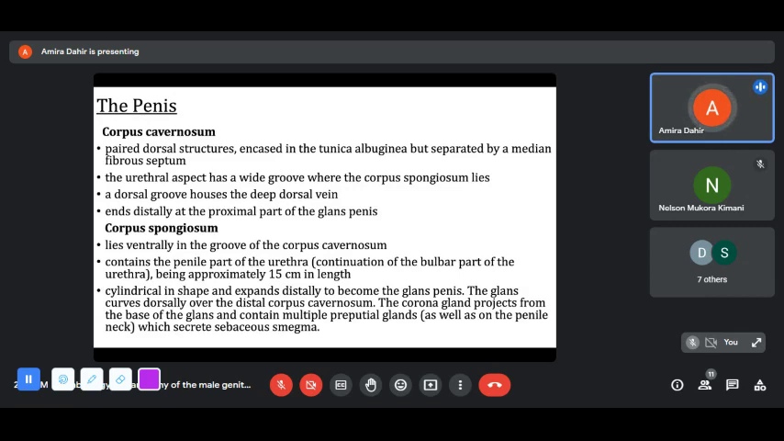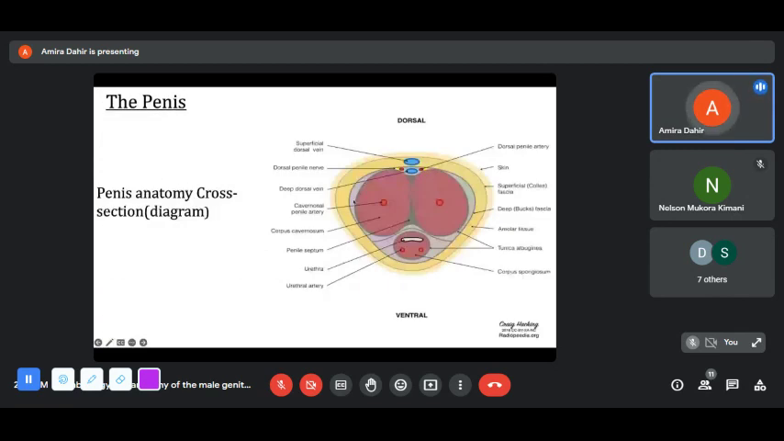This is a cross-section diagram that shows the penis. Of importance to us is the corpus cavernosum on both sides, as I mentioned, right and left, and the corpus spongiosum. And we have these structures that support the penis.